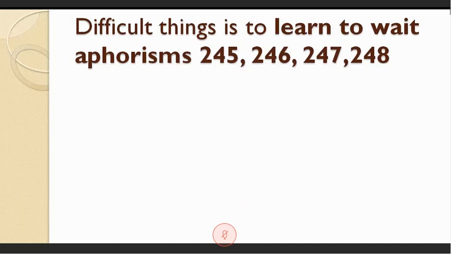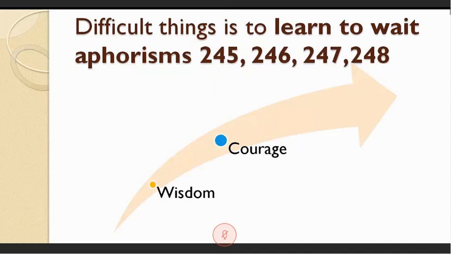It is given in aphorisms 245, 246, 247 and 248, where wisdom, courage, and patience are described. If you have wisdom, you should be able to have the courage to take some cases. If you have courage, you should have the patience to wait and watch. That is why I have put patience in the upper part, where it has a large scope.